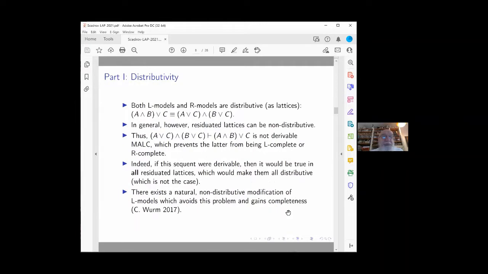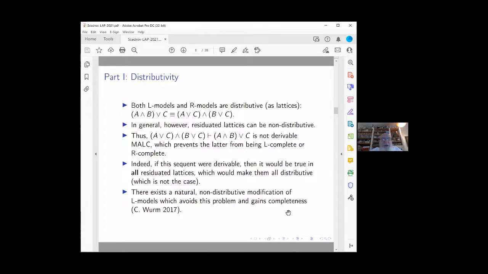Okay. All right, now again, I'd like to mention Professor Šikić because in his talk he mentioned distributivity. I thought, oh well, how wonderful, I'll actually look at this in my talk. So of course both L models and R models turn out to be distributive as lattices. So this is exactly the distribution law that Professor Šikić was talking about: disjunction over conjunction. Now of course in general residuated lattices can be non-distributive, and so the distributive law is not derivable in the calculus. And this is one of the things that prevents the calculus from being either L complete or R complete.